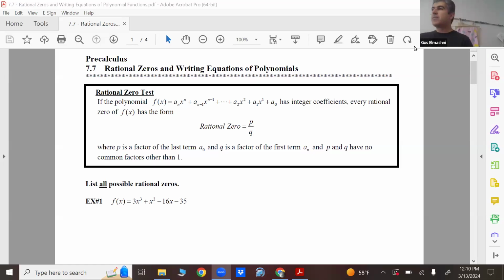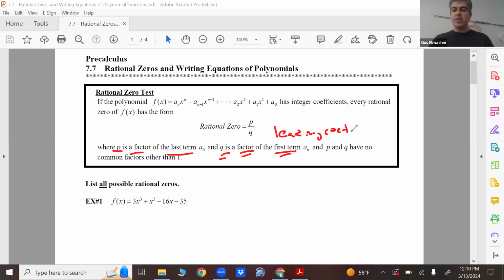Okay, so possible zeros. There's something called the rational zero test. You may have seen this in Algebra 2. I don't remember if we covered it, but just so you know what P and Q represent: P represents the factors of the last term, and Q represents the factors of the first coefficient, or the leading coefficient.